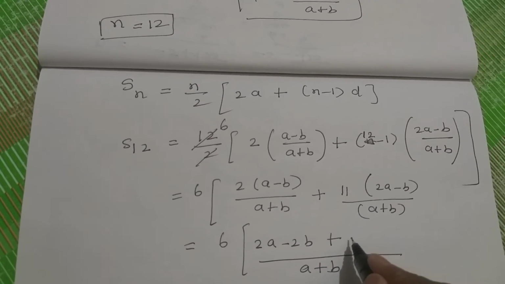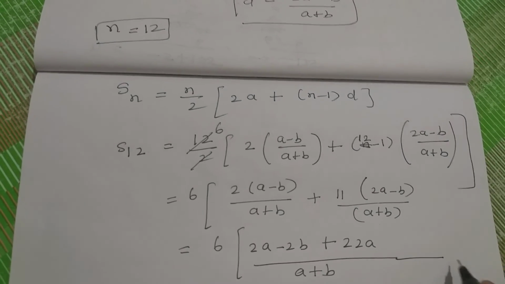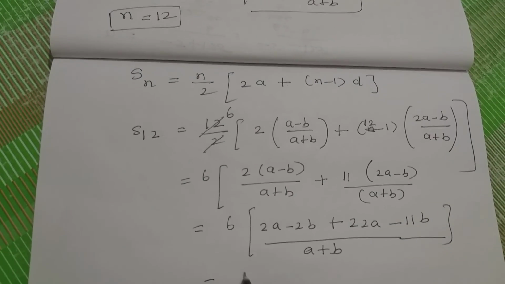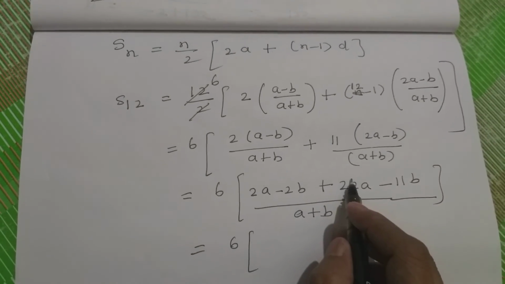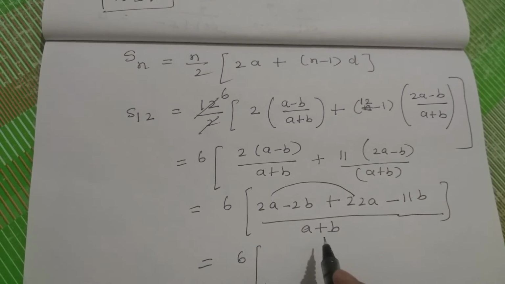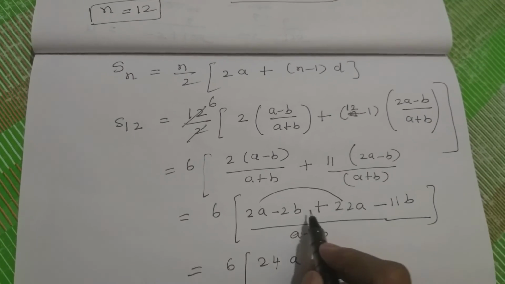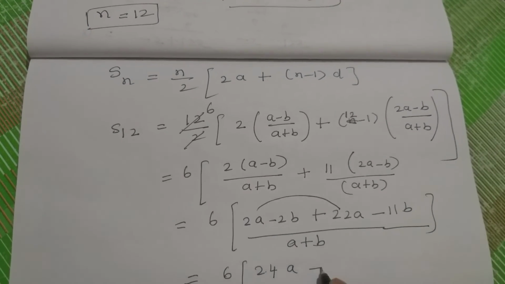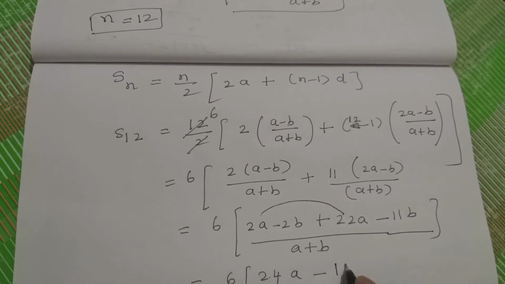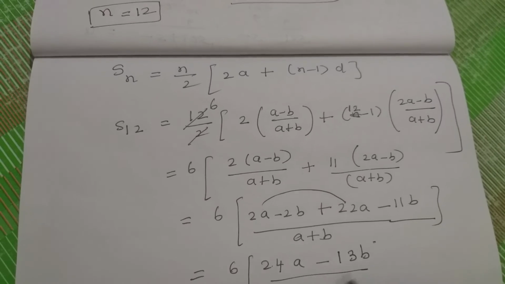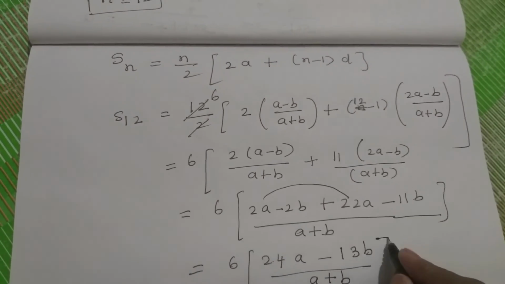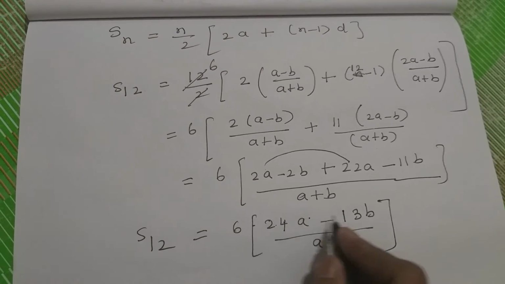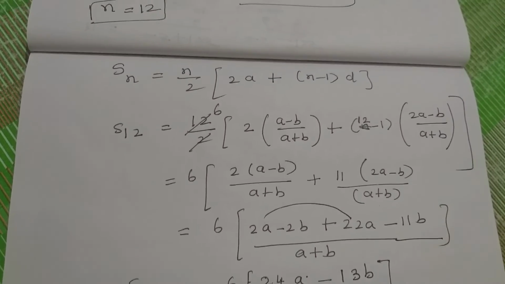11 into 2a is 22a. I am removing the bracket, multiplying with 11. Plus into minus, minus 11b. Now a and a, 2a plus 22a, like terms, add it, 24a. Here also adding only because of the same sign, minus minus, add it and put the minus sign. Minus 11 plus 2 is 13. So minus 13b by a plus b. So now S12 is 6 into 24a minus 13b by a plus b.